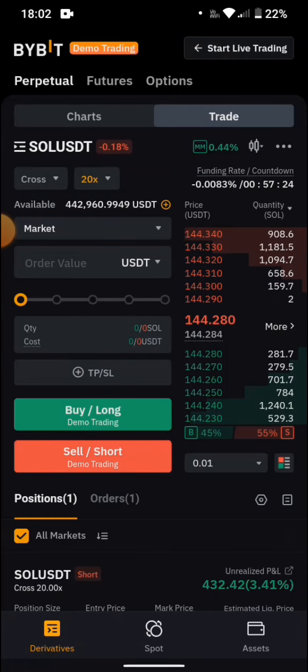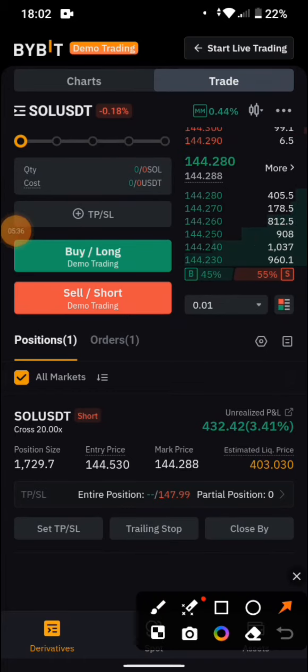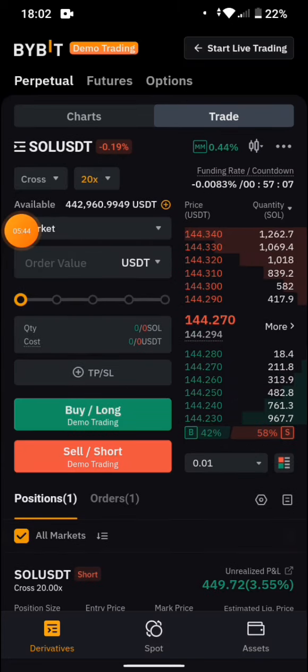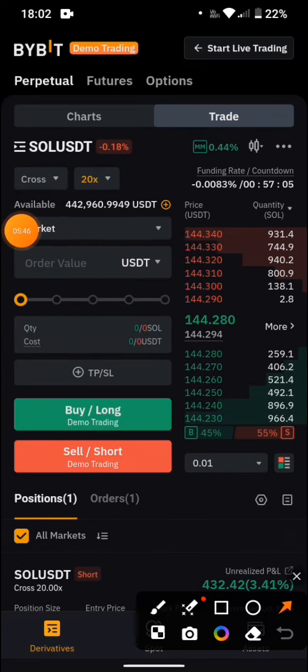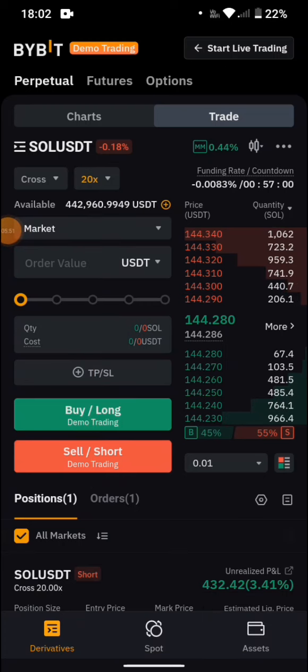So in brief, cross basically means if you use cross margin to enter, if ever in the future Solana reaches this price, 403, you are going to lose all the money in your account. All the money in your account. So what am I saying? All this money you are seeing in your account, this total available 444,000, you are going to lose everything.